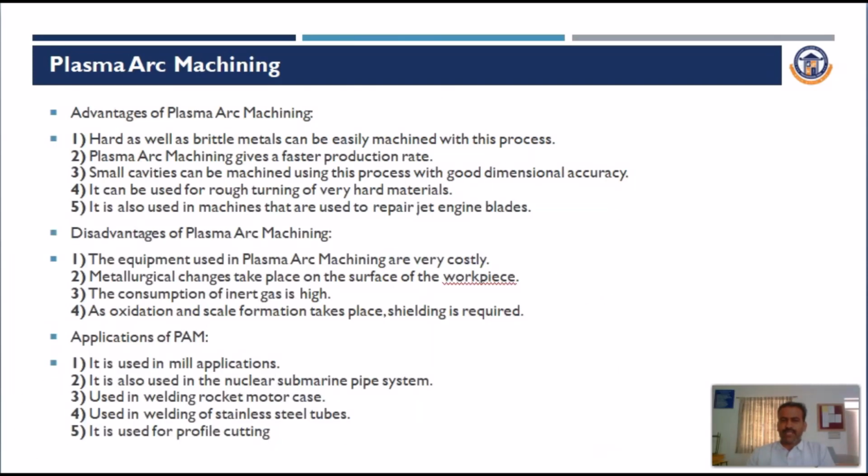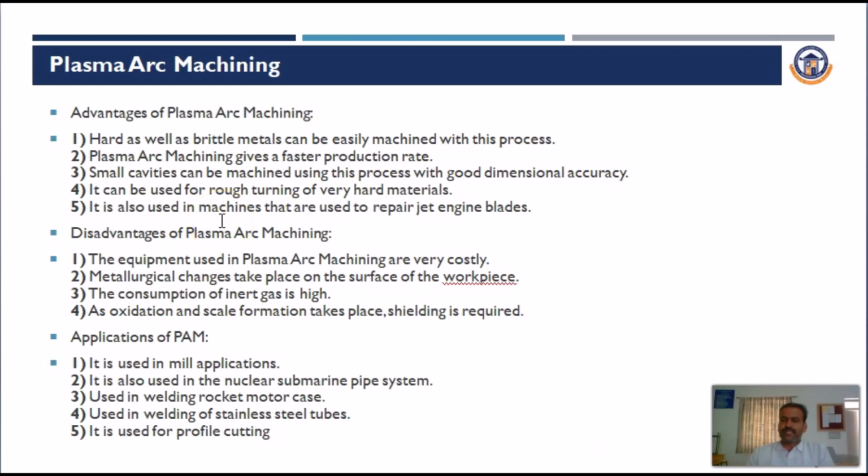So, the advantages of plasma arc machining: hard as well as brittle metals can be easily machined. The plasma arc machine gives a faster production rate. It can be used for rough turning of very hard materials. It is also used in machines that repair jet engine blades.